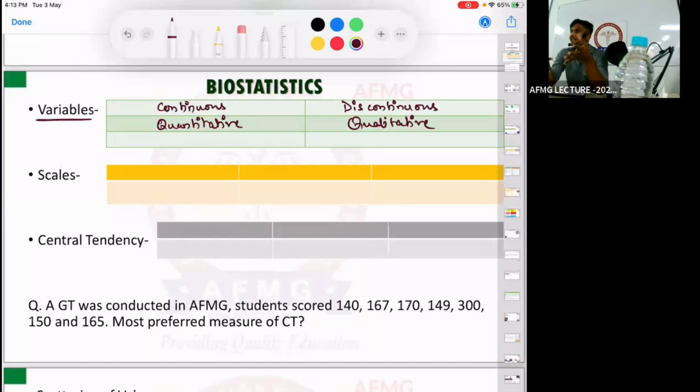If I talk about quantitative, again weight. Anybody has 60 kg, anybody is 50 kg. So these values can be measured, first thing, and second, they can be compared. 60 kg is heavier than 50 kg, right? So they can be compared. That is a quantitative variable.